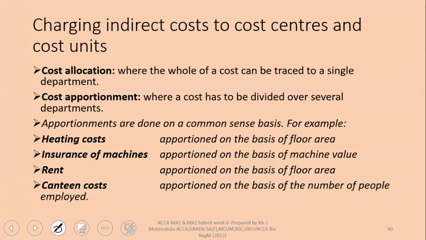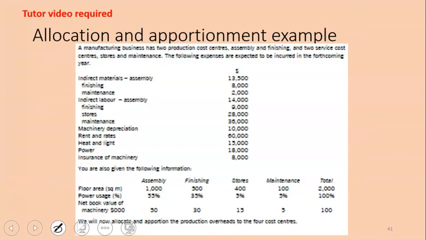And then cost apportionment. This is where a cost is to be divided over several departments. Apportionments are done on a common sense basis. For example, heating costs are apportioned on floor area basis. Insurance of machines apportioned on basis of machine value or net book value. Rent apportioned on the basis of floor area. Canteen costs apportioned on the basis of number of people employed or using the canteen. All right, so we're having that example there.